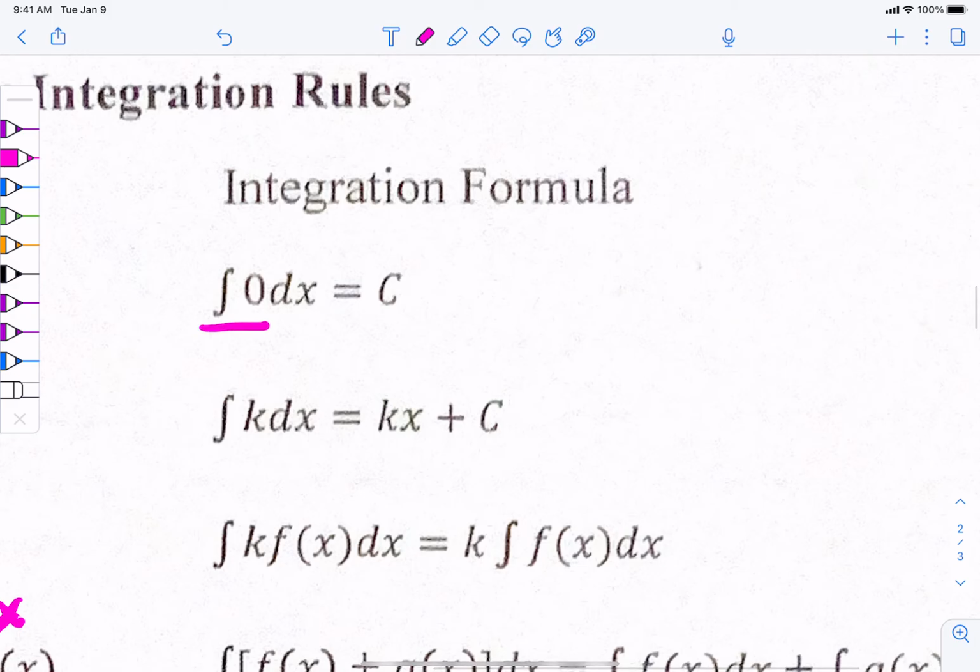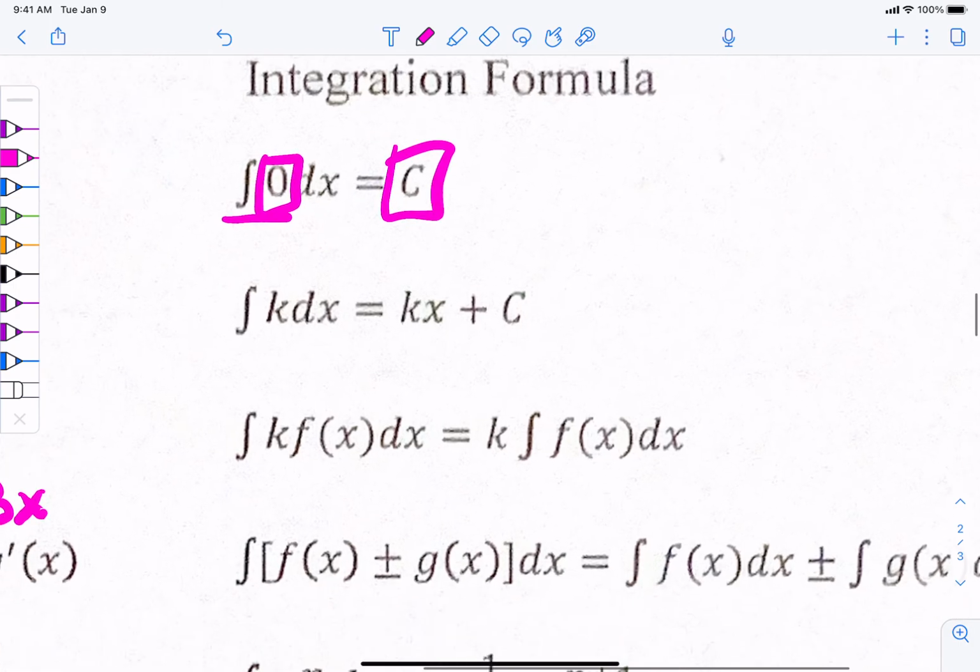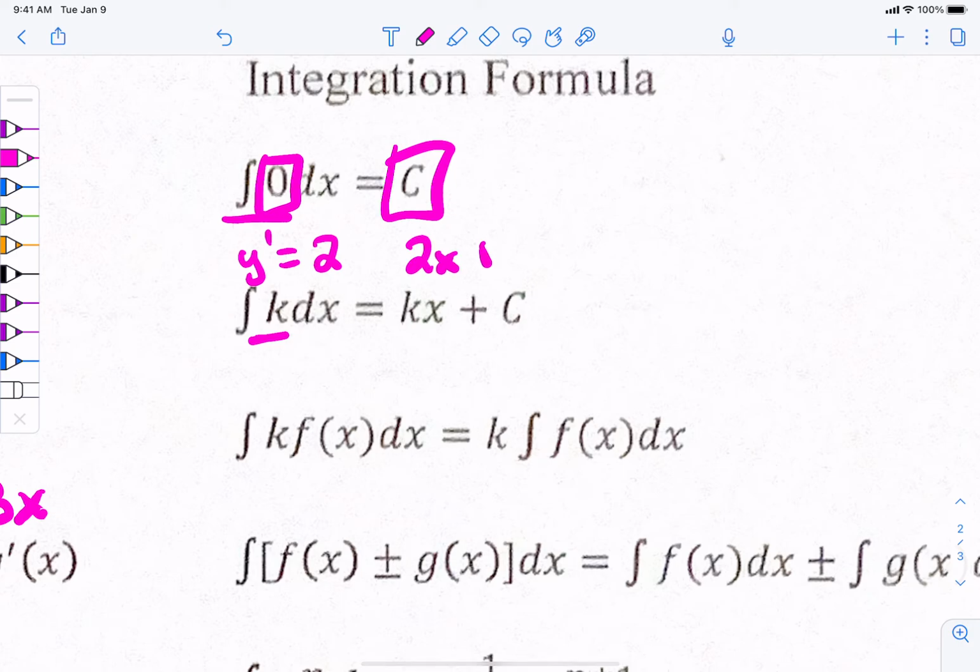If I'm taking the antiderivative of 0, what would I be taking the derivative of to get 0? A constant. It's going to be a constant, right? It's like the reverse, okay? Now, if I have a constant number, like we did on the front side, it said y prime equals 2. What would you have to take the derivative of to get 2? 2x, but then we need plus c on the end there, right? That's the antiderivative.